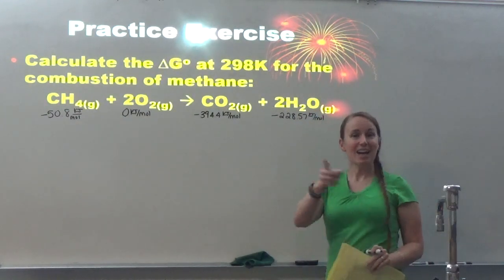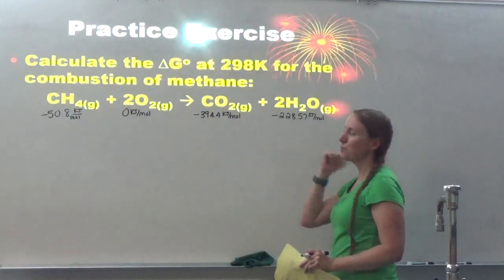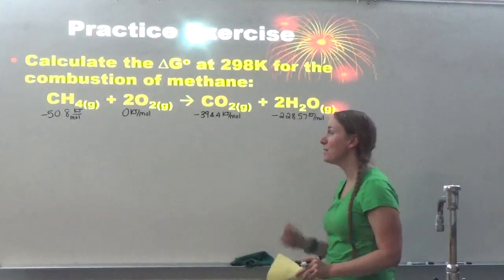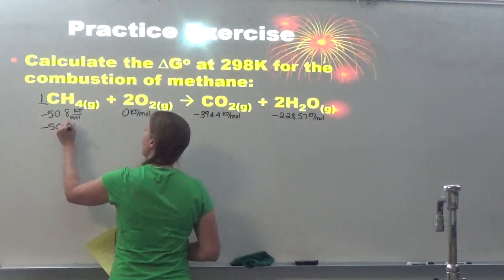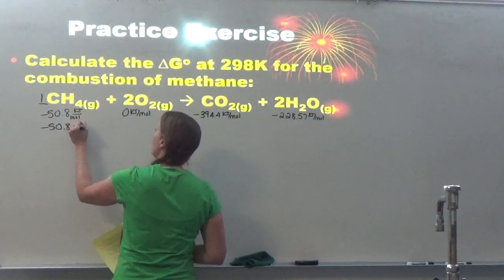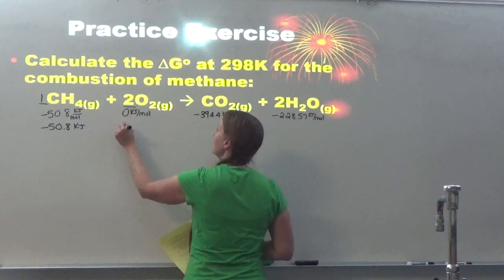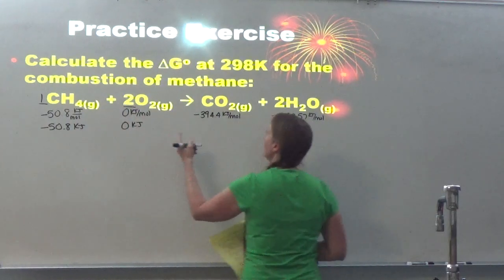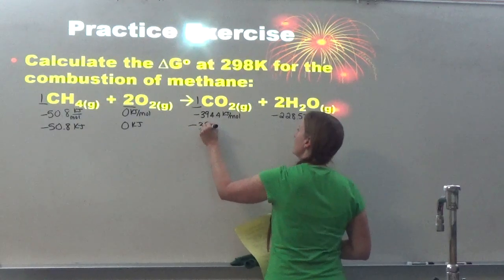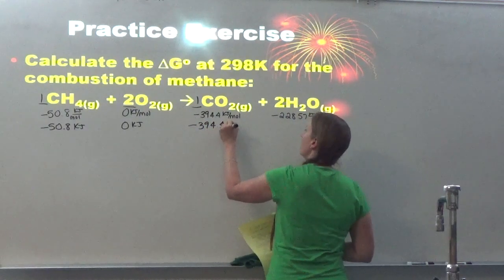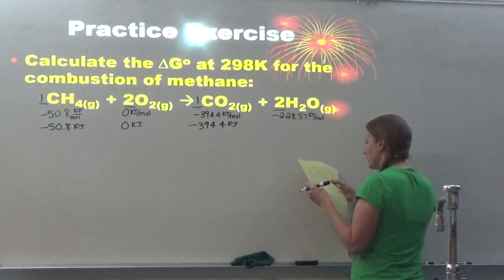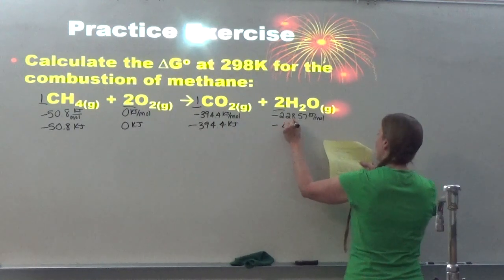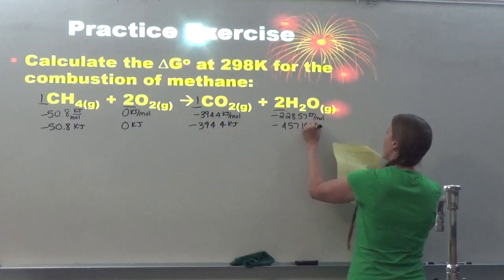All right, so now pause the video, try this, and then we'll look at it together. So I'll assume you've done that. So the first one, I don't have to multiply by anything because it's just a 1. So it's going to stay as negative 50.8 kilojoules. Obviously, 0 times anything is still just 0. This is a 1, so it stays negative 394.4 kilojoules. And I multiply this last one by 2, and so I got negative 457.14 kilojoules.